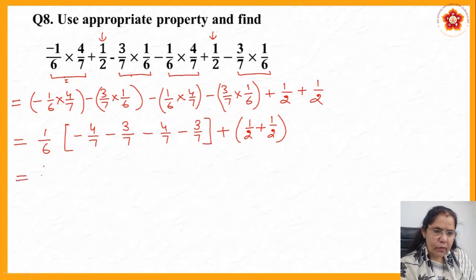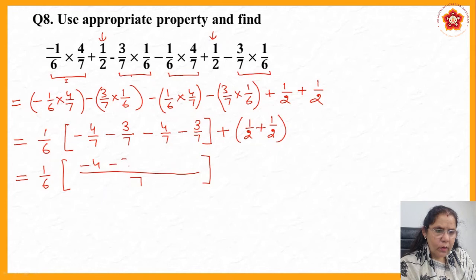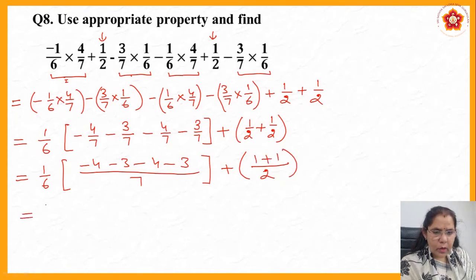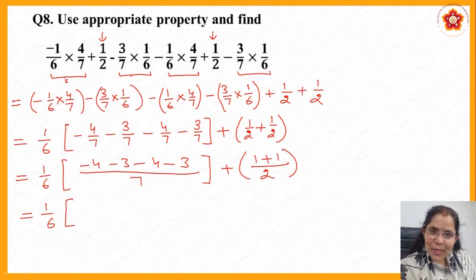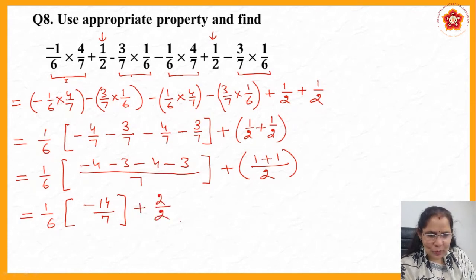Now let us look at the bracket. We can directly take the LCM. 7 is the LCM. And in the second bracket, 2 is the LCM. And we get 1 plus 1. Now solve it. What do you get? Minus 4 minus 3 is minus 7. And here also it is minus 4 minus 3 is minus 7. And what is minus 7 minus 7? It is minus 14 divided by 7. And this side we have 2 upon 2.